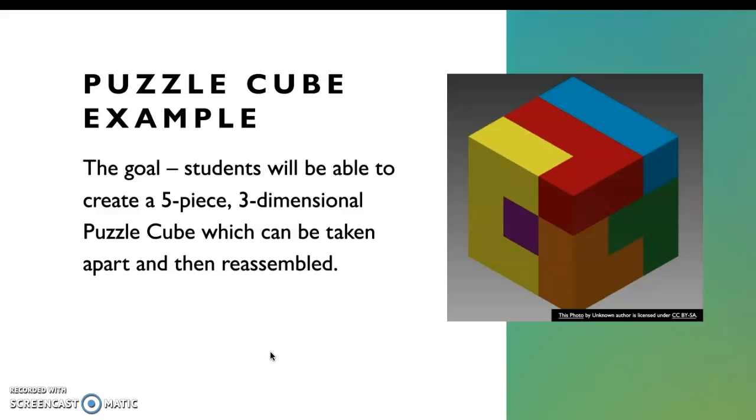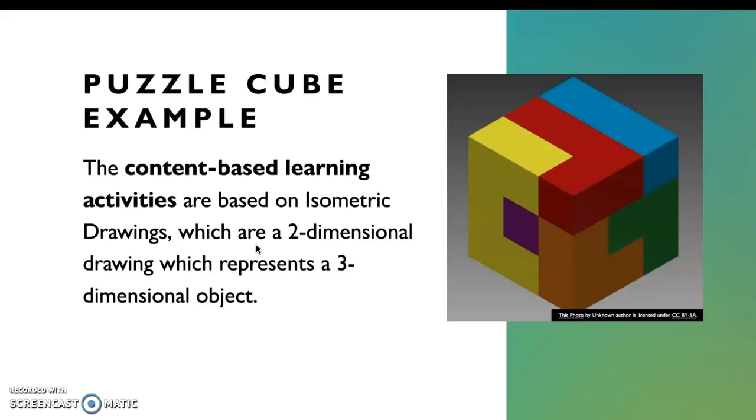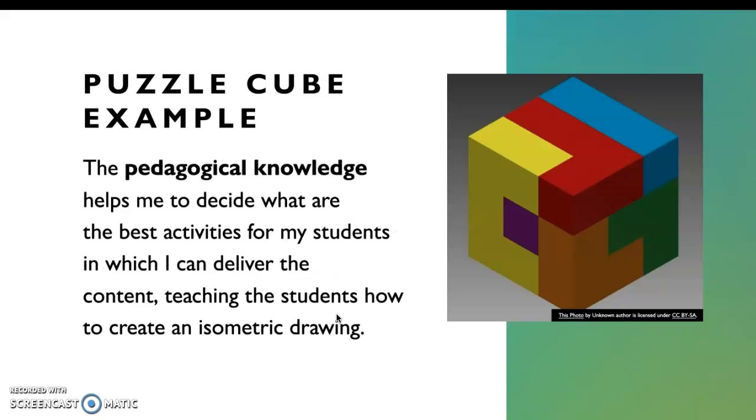So using the puzzle cube as the example again, my goal is for my students to be able to create a 5-piece, 3-dimensional puzzle cube, which can be taken apart and then reassembled, digitally but also physically, coming up with a physical model of this puzzle. When I'm looking at the content, my content-based learning activities are based on the isometric drawings, which are 2-dimensional drawings which represent a 3-dimensional object. So that's the content I'm trying to get across.